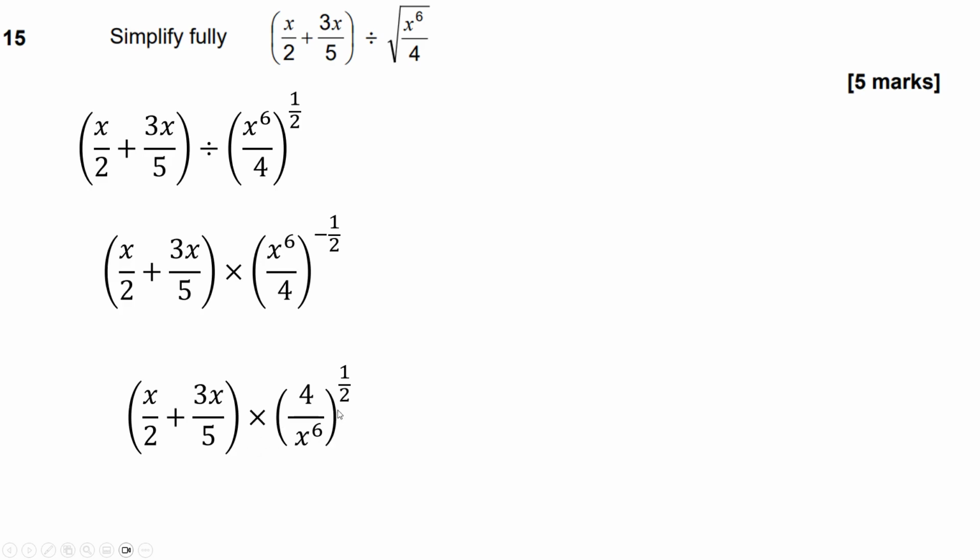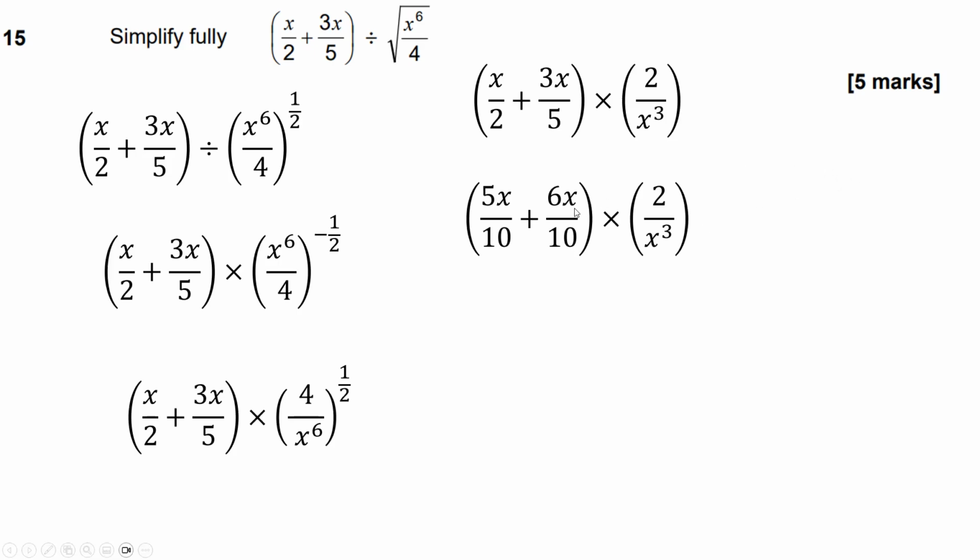And then here, just do this normally. So the square root of 4 is 2, and then x to the power of 6, and then do a half times by 6, so it's x to the power of 3. And then here, there's no point of just expanding double brackets, just make this all into one fraction. So multiply this by 5 over 5, multiply this by 2 over 2. So you'll have 5x over 10, and then 6x over 10. And then this is just one fraction.